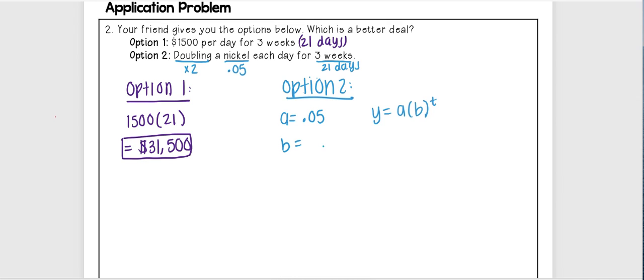B is what I'm doing to the problem. So what am I multiplying by? Well, I'm multiplying by 2 each time since I'm doubling. And then t is the time, and that's, in this case, 21 days. So now I'm going to plug all of that into this function. Instead of a, I'm going to have 0.05. Instead of b, I'm going to have 2. And instead of t, I'm going to have 21. And then when I put all of that into my calculator, I get 104,857.